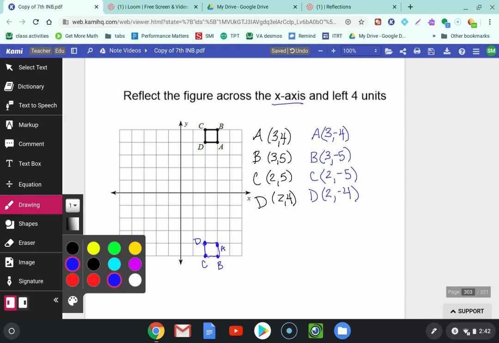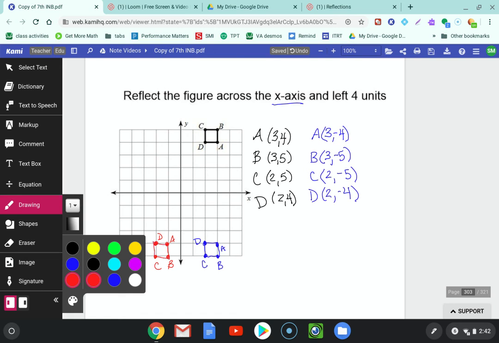Okay, now I have to go left 4 units. Okay, so I can just count left 4 units. So for D, 1, 2, 3, 4. For C, 1, 2, 3, 4. For A, 1, 2, 3, 4. And for B, 1, 2, 3, 4.